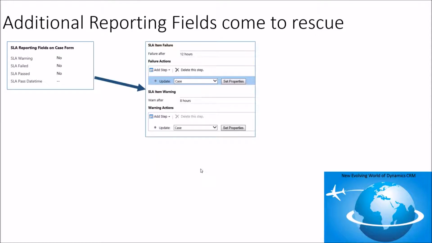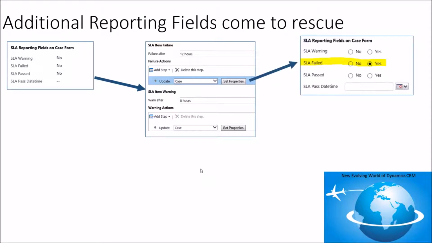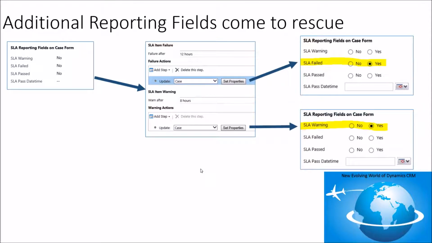So for instance, if you remember when we configured SLA, when defining the failure and warning, actually you can define an action for the failure and an action for the warning. At those places I can go and update the case entity, which is visible here in my second screen. So when I update it, for instance, if I'm updating for the failure, I'll simply go and set the flag of SLA to failed, okay?